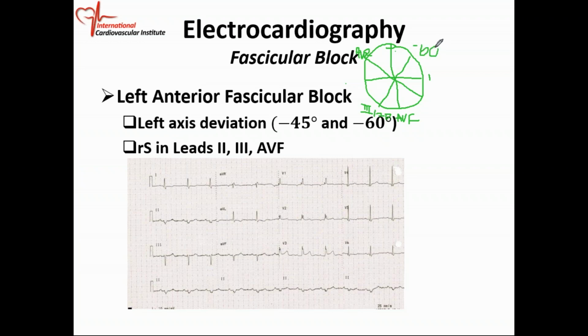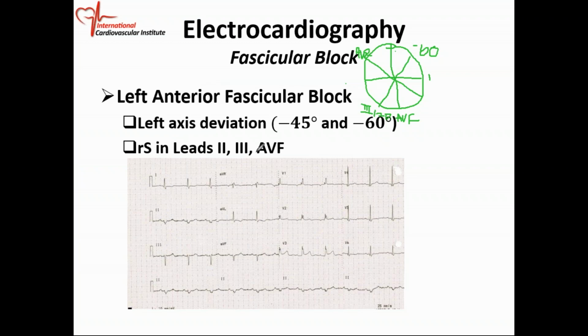Okay, it's minus 60. So we said to diagnose a left anterior fascicular block, the left axis deviation has to be greater than minus 45. So this satisfies that criteria. In addition to the axis being greater than minus 45, you're going to have small R waves. Remember, the R wave is the first upward deflection. You're going to have small R waves in leads 2, lead 3, and AVF.